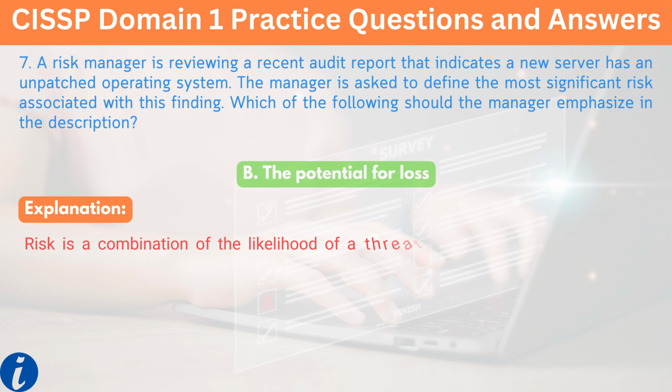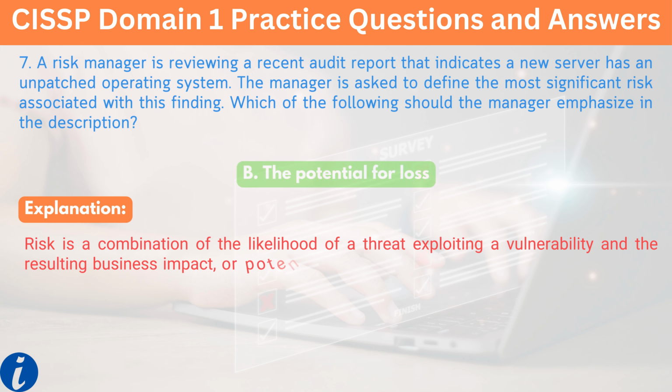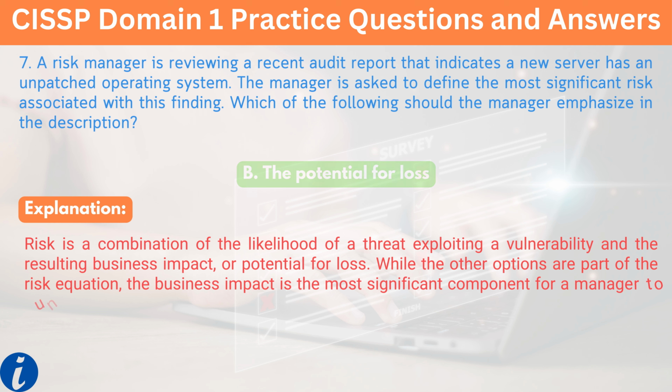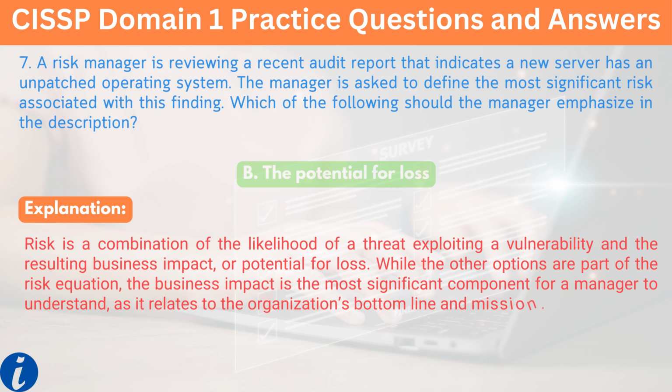The potential for loss. Explanation. Risk is a combination of the likelihood of a threat exploiting a vulnerability and the resulting business impact, or potential for loss. While the other options are part of the risk equation, the business impact is the most significant component for a manager to understand, as it relates to the organization's bottom line and mission.